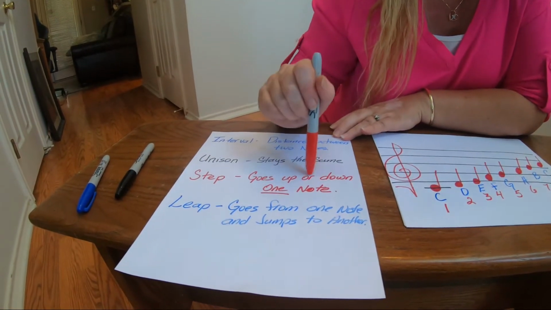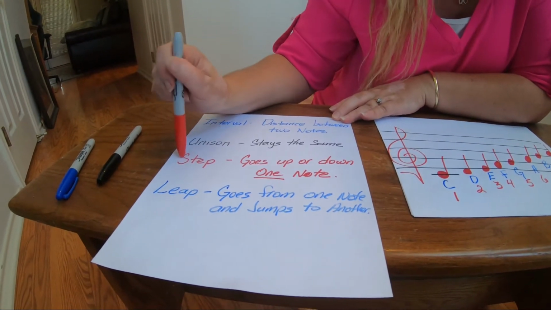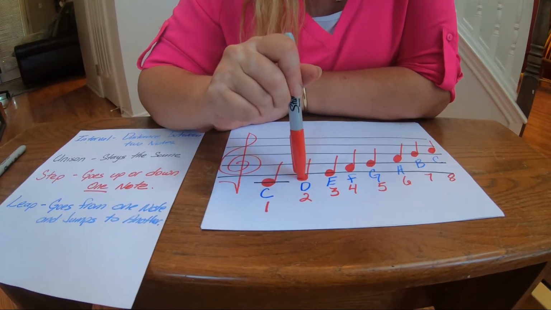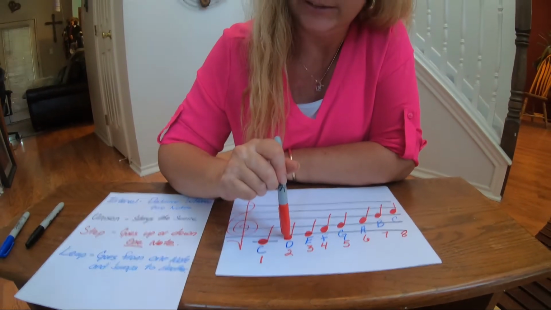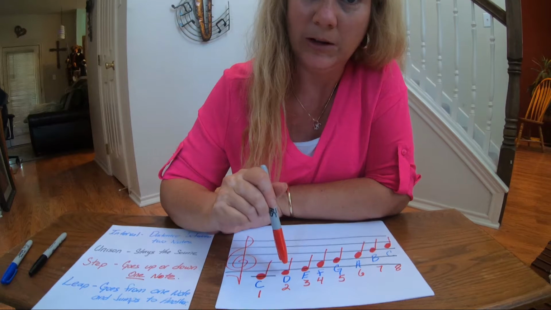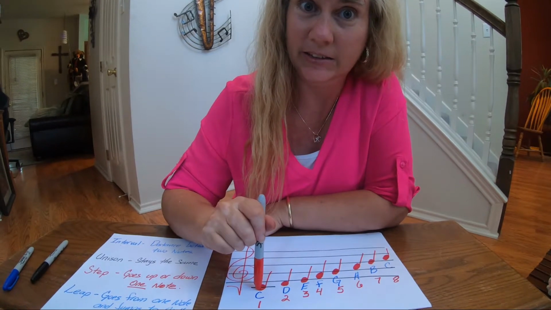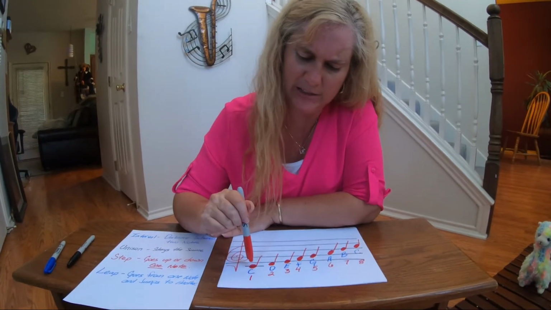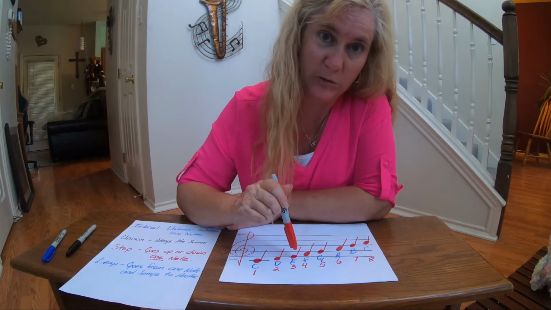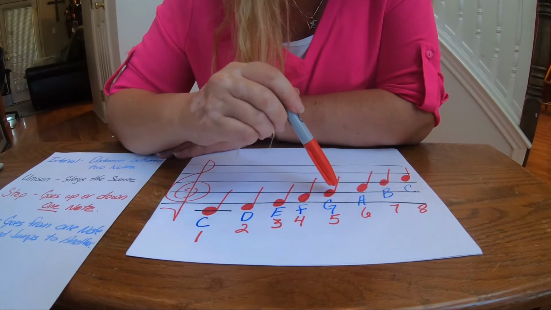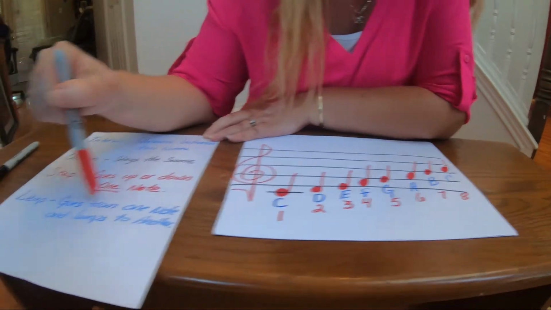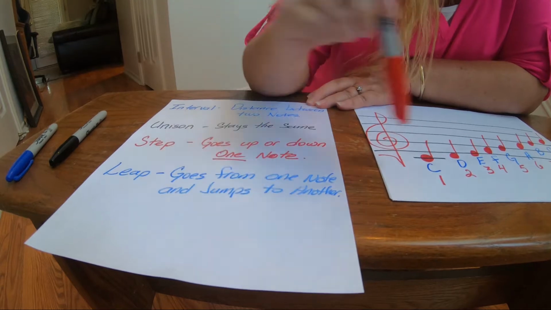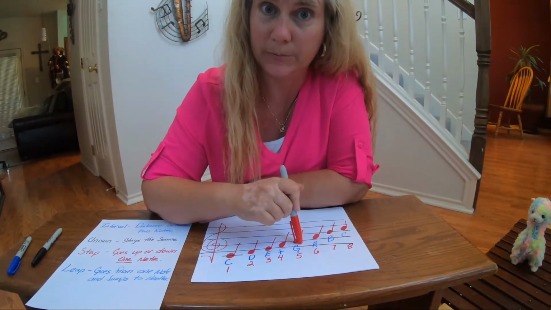Now if I go up or down one step, one note, it's a step. So if I go C, D, that is a step. If I go D, C, that too is a step. Okay? Now, if I wanted to say, let's go from the C all the way up here to an E, or all the way up here to a G, I'm going more than one note, right? Goes from one note and jumps to another. It's going to jump to another, okay?